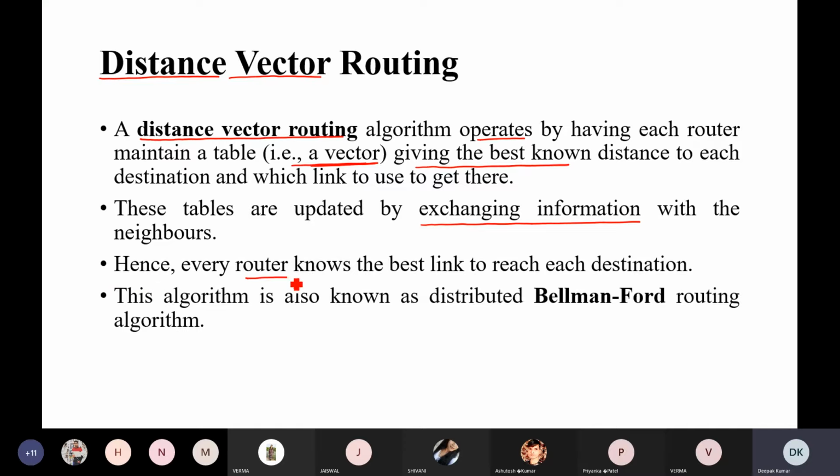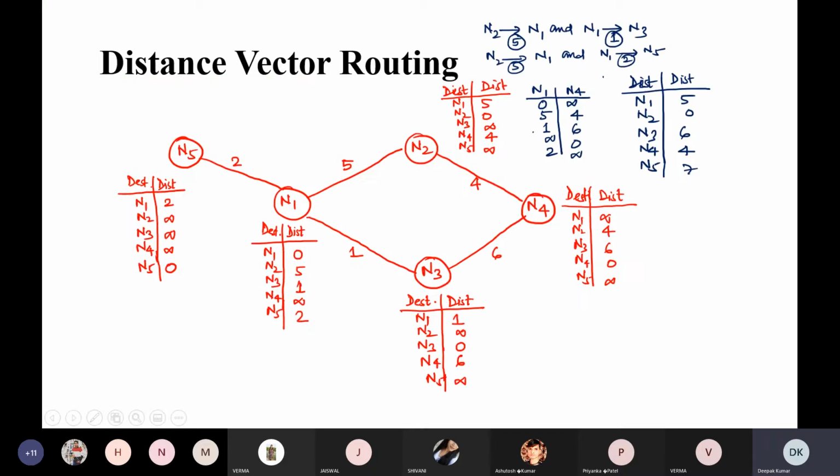Hence every router knows the best link to reach the destination. This algorithm is also known as the Bellman-Ford routing algorithm, named after the scientists who invented this type of algorithm.